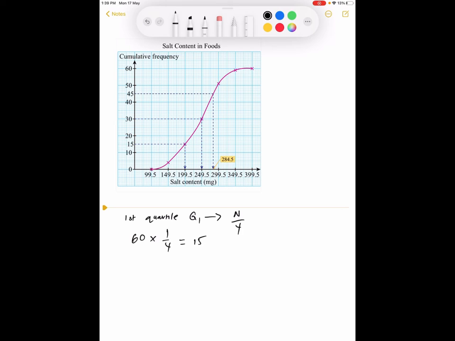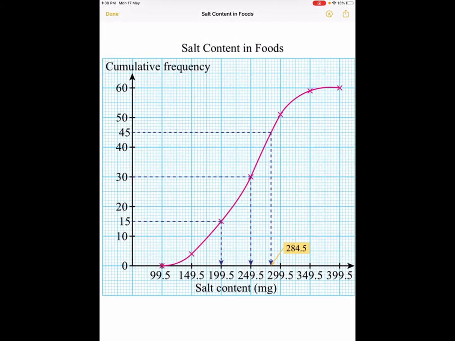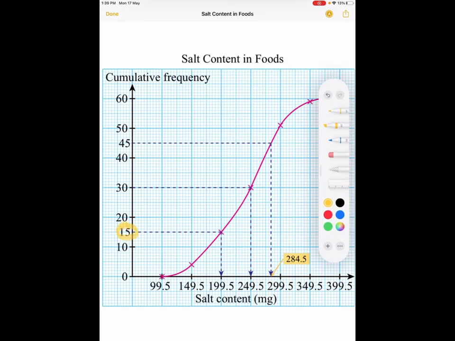To find the value for the first quartile, we go back to the graph and locate the value of 15, which is between 10 and 20. It is located here. We move to the right until we touch the line, and then we go down, and we find that the value for the first quartile is 199.5.